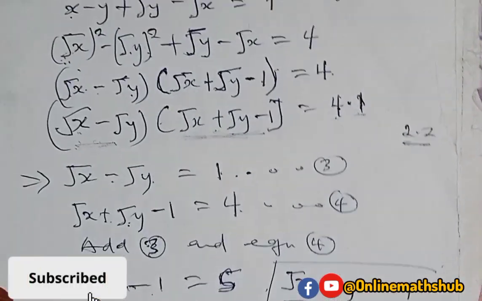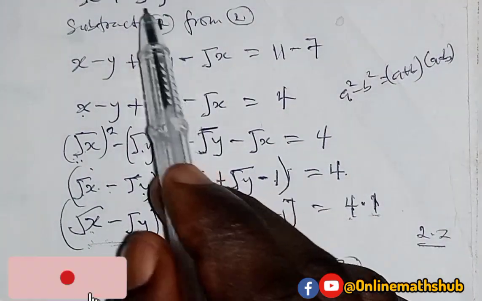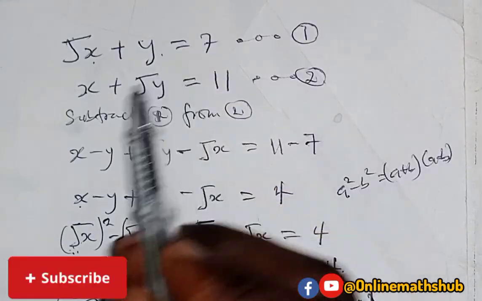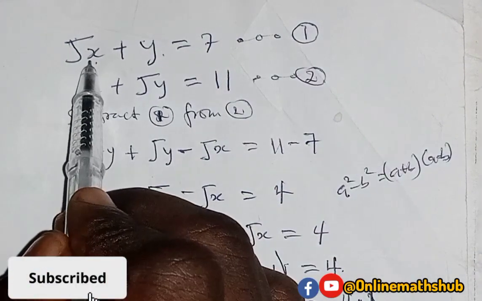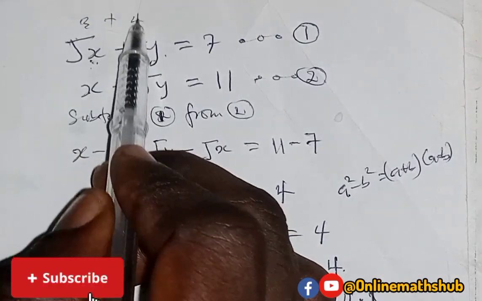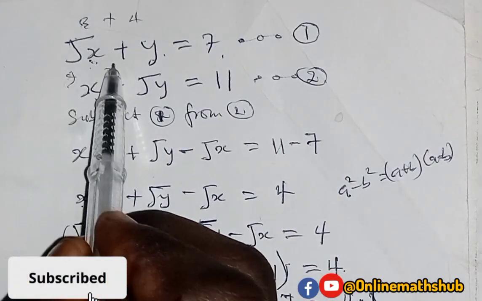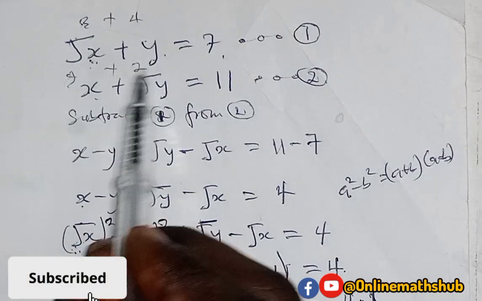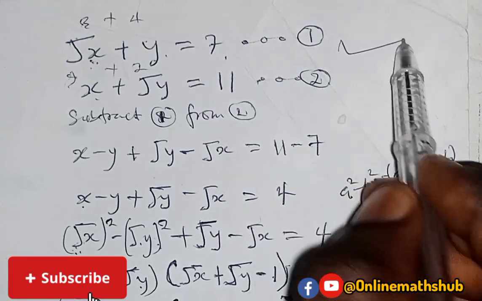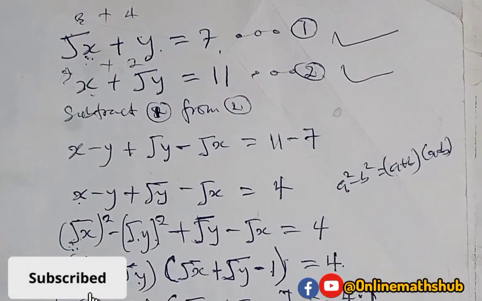If you come back to this equation right here and substitute into any of these equations, you're going to see that it satisfies the equation. If I put 9 here, root 9 is 3, plus 4 here for y, it's going to give me 7. Same here: 9 plus root 4, which is 2, so 9 plus 2 will also give me 11. So these two equations are satisfied for x equal to 9 and y equal to 4.